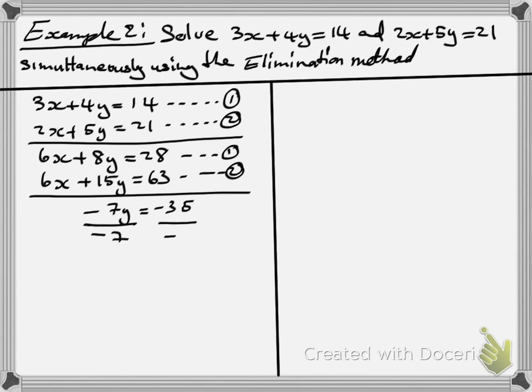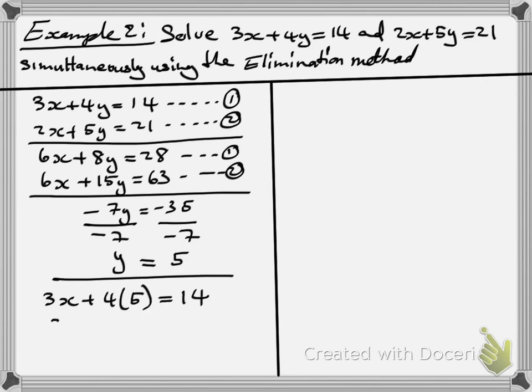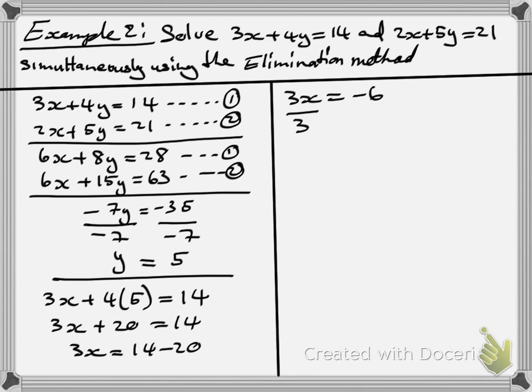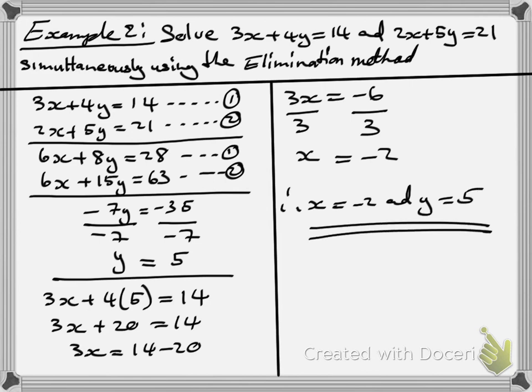Then I solve for y, and my y will be equal to 5. I substitute that into any one of the original equations, and then I solve for x. In this case, my x is going to be negative 2. So I have solved the equations simultaneously using the elimination method.